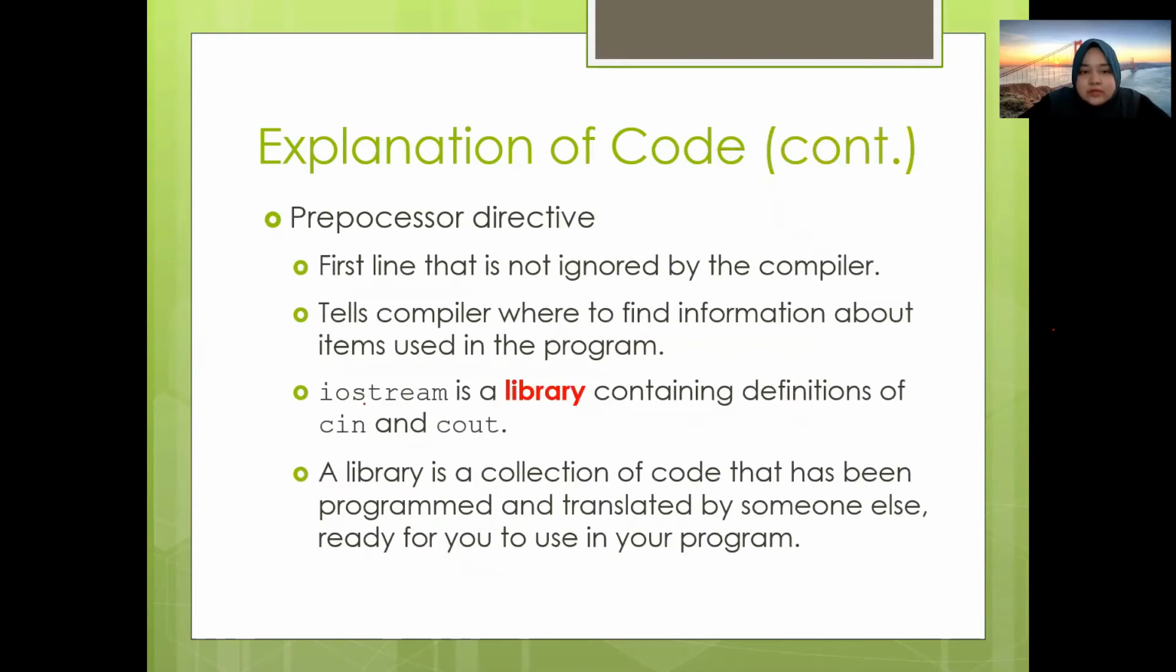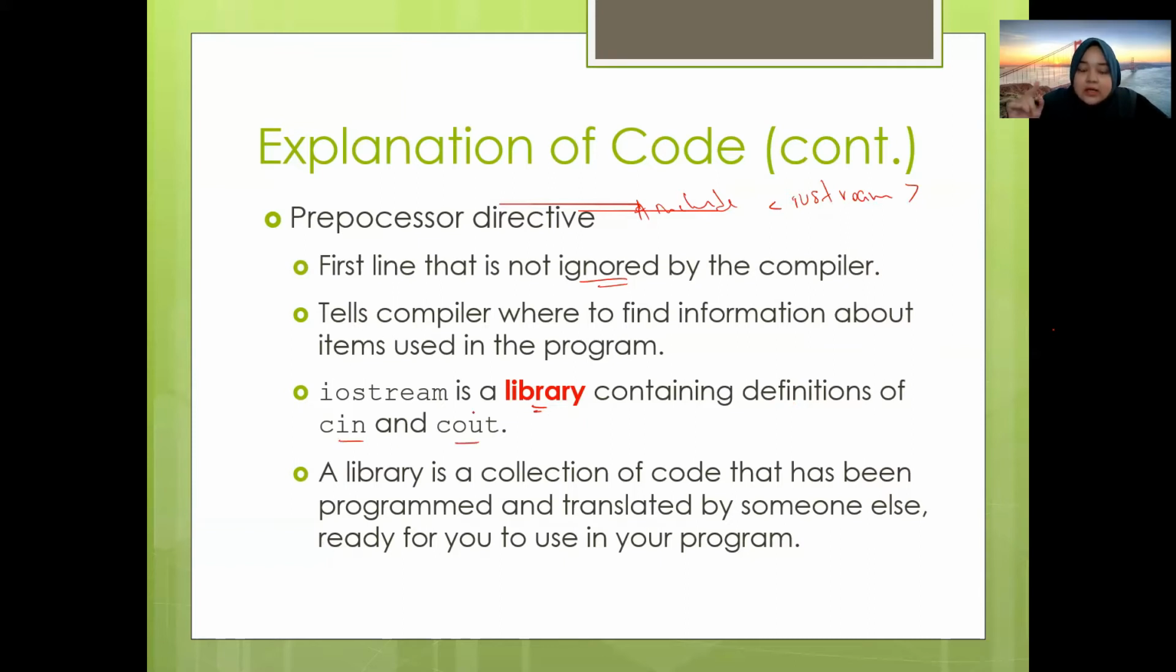Okay, so next is preprocessor directive. Preprocessor directive yang saya sebut tadi lah, hashtag include iostream. Okay, preprocessor directive, apa maksud dia? First line that is not ignored by the compiler, dia takkan di-ignore oleh the compiler. Ini adalah syntax. Okay, tell compiler where to find information about items used in the program. Macam saya sebut tadi, cout, cin tu semua berada di dalam library of iostream, input output stream. iostream is a library containing definition of cin, cout.